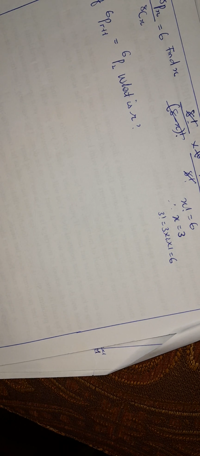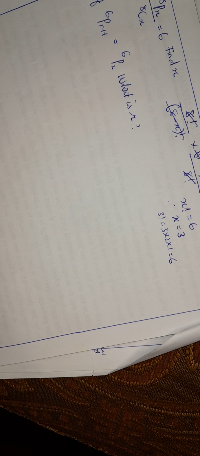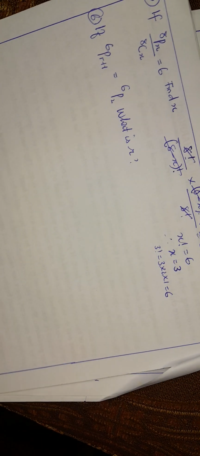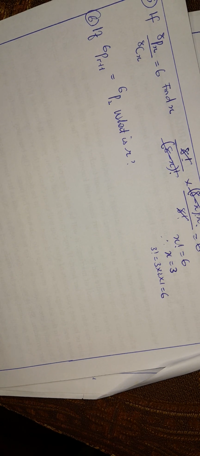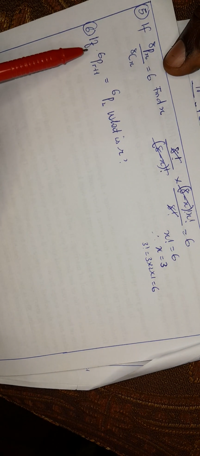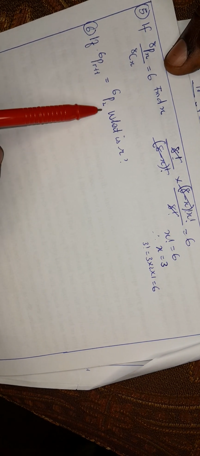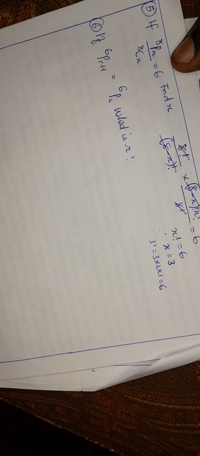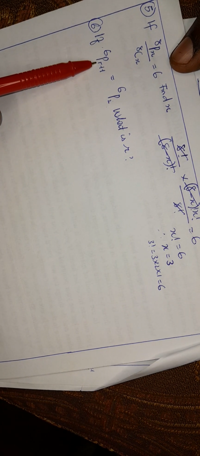The next question: if 6 permutation r plus 1 equals 6 permutation 2, what is r? Wow, I'm just seeing something right now. I was actually about to prove it, but look at it. 6P(r plus 1) equals 6P2, and you are asked what is r.